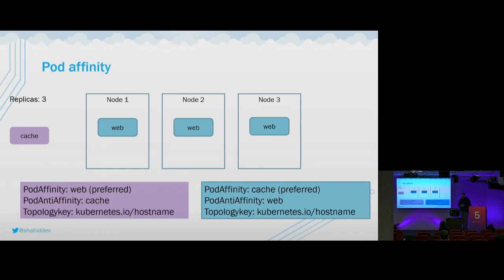Now it's time to deploy the cache. And again, a similar concept. This time with the cache, we're going to do affinity: we're going to attract to the web pods, but we're going to set anti-affinity against the cache pods. By doing that, we're repelling the cache pods from each other to put them on individual nodes, but we're attracting the web. When we do that, we get what we expect. So hopefully that gives you a better idea of how to control that.